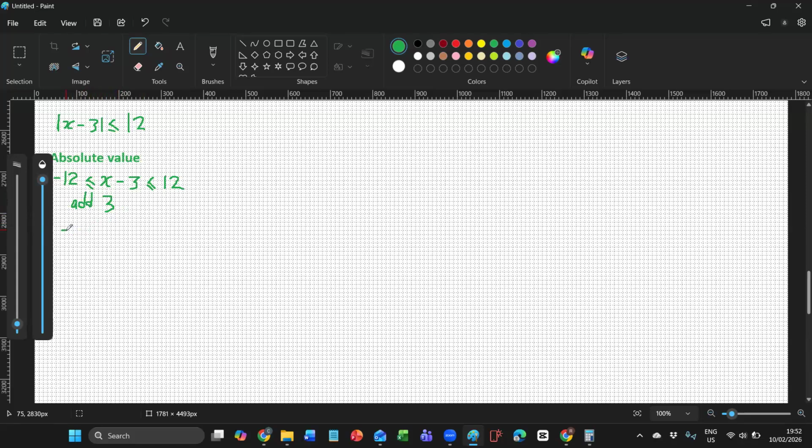So that will leave us with minus 12 plus 3. And you can tell what will happen to that guy in the middle. Minus 3 plus 3 is what? 0. So we're just left with X. And 12 plus 3 will be on the right hand side, because whatever you do to one, you must do to all. That's the law.